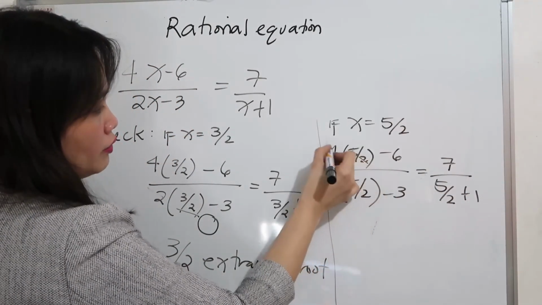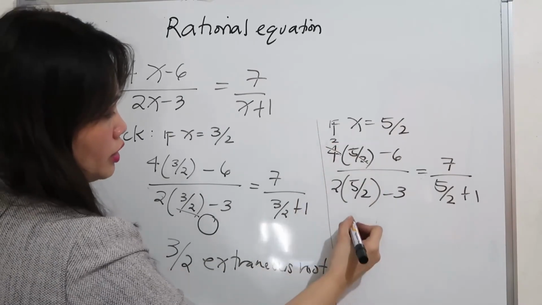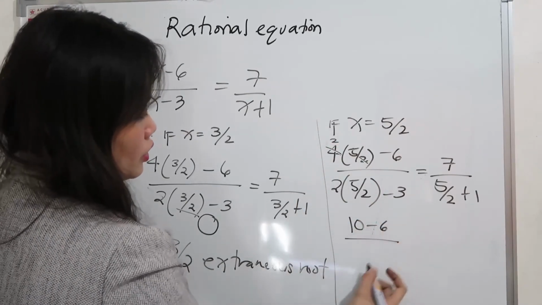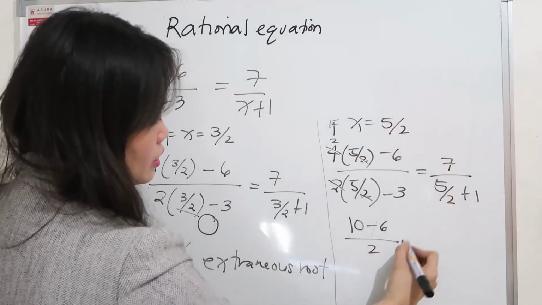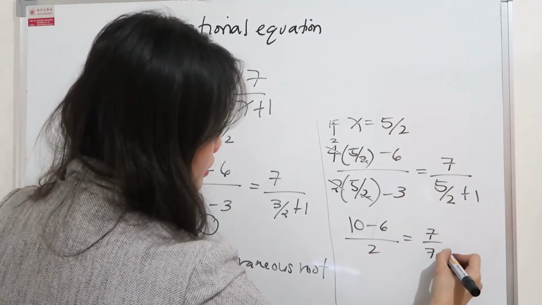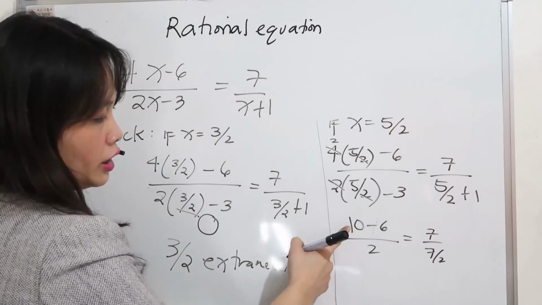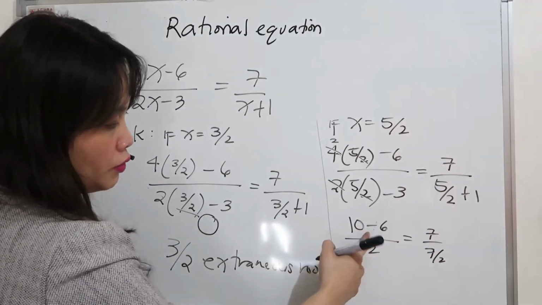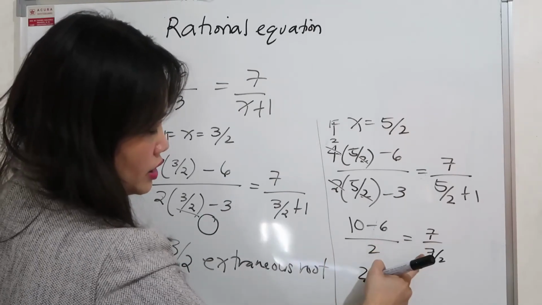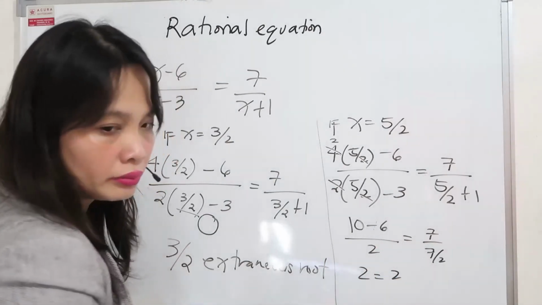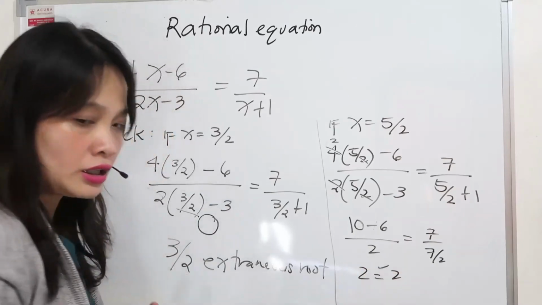So we have 2 and 4, so this will become 2, so you do have (10 minus 6) over 2 and 2, so you do have 5 minus 3, so you do have 2 is equal to 7 over 7 halves. So 10 minus 6, that will become 4. 4 divided by 2, so you do have 2. 7 divided by 7 halves, that will become 2 also. Okay, so the statement is true.